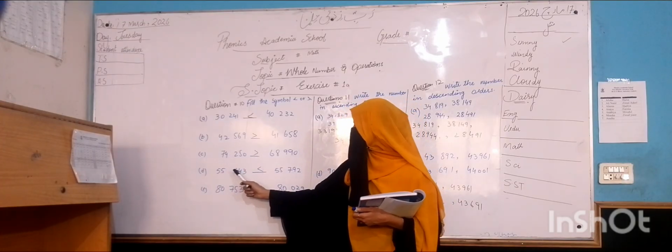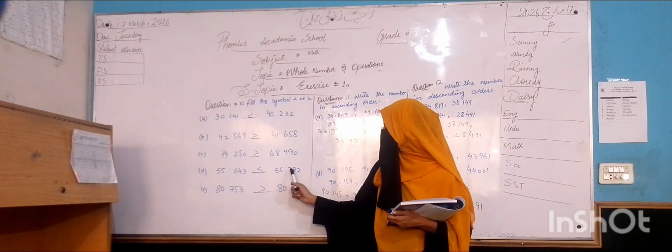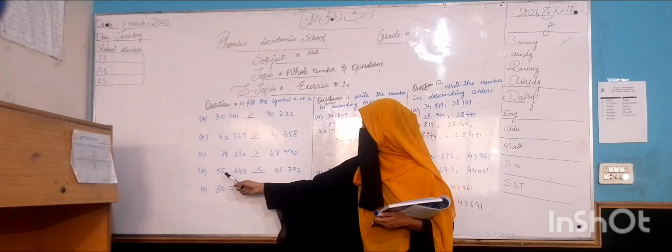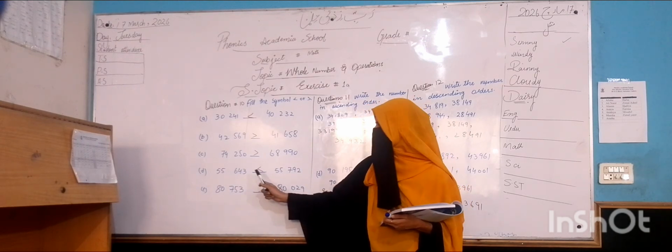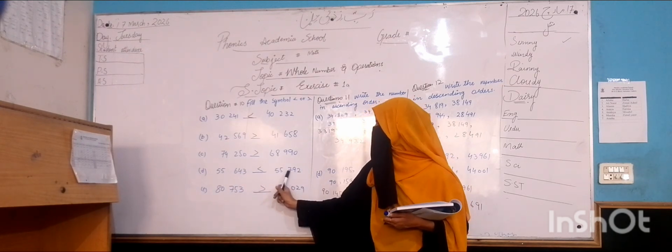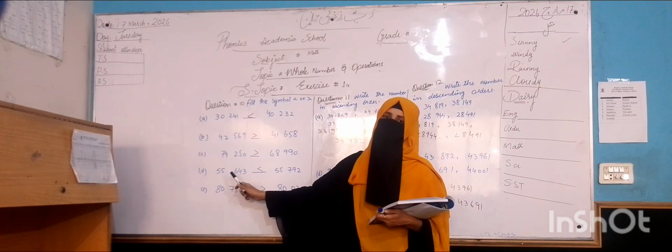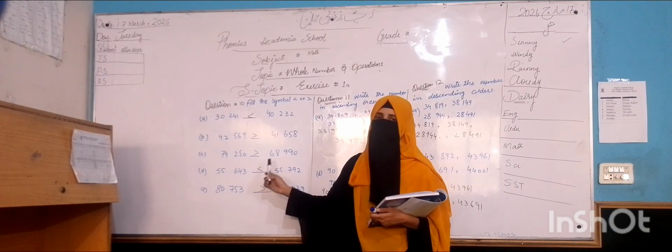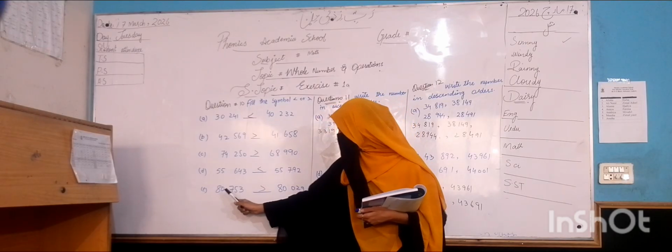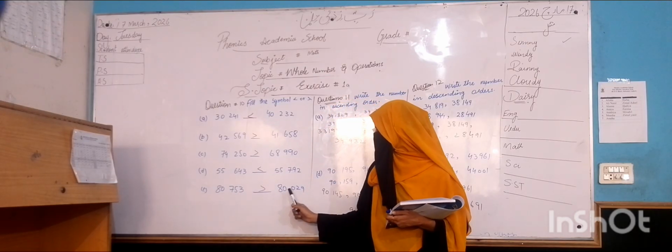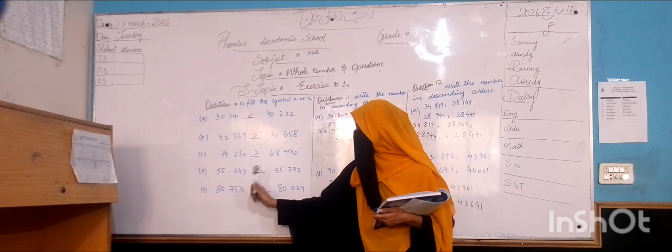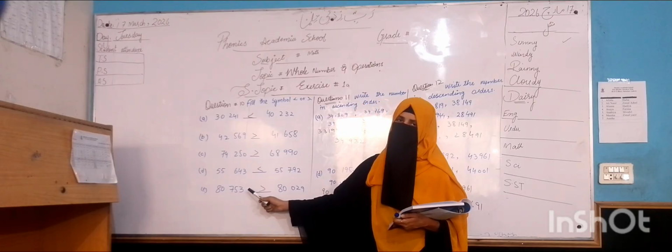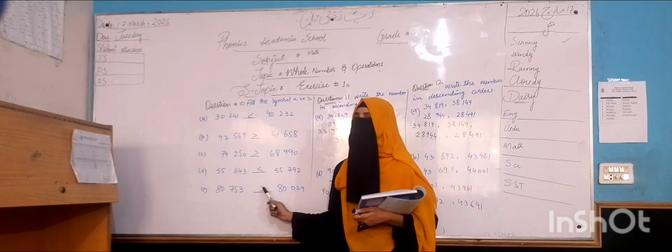Then 55,643 and 55,792. 55,000 is the same. Then 600 and 700. So the left side is smaller than the right side, so the less than sign is to be used. Then 18,753 and 80,029. So the 18,753 is smaller, so the less than sign is used between them.